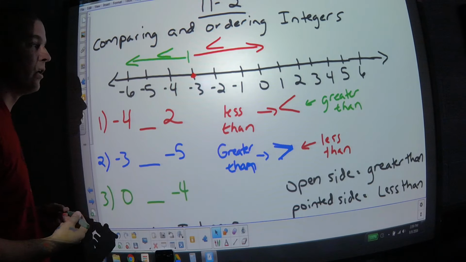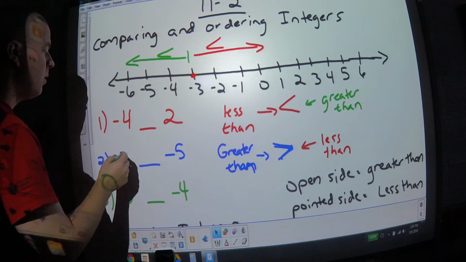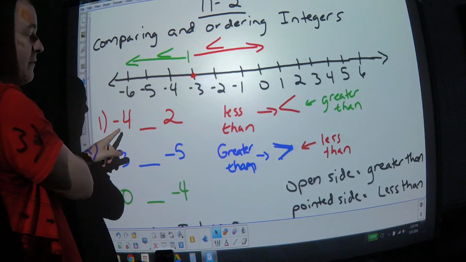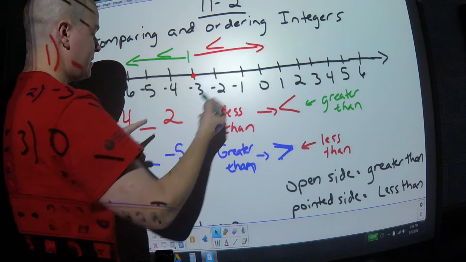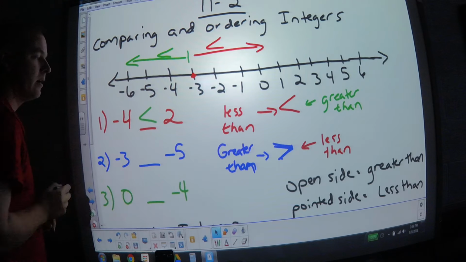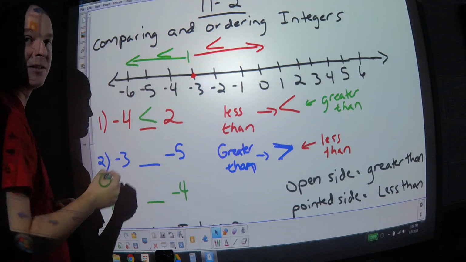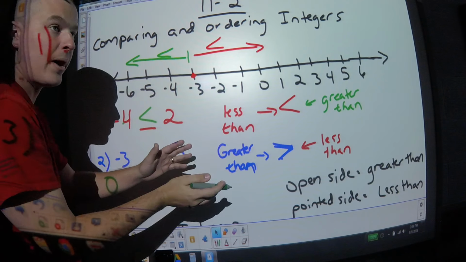So looking at -4 and 2, is 2 to the right of -4 or to the left of -4? Looking here, it's to the right, so therefore 2 is greater than -4, or you could say -4 is less than 2. And that's how I would say it. -4 is less than 2. You always read left to right.